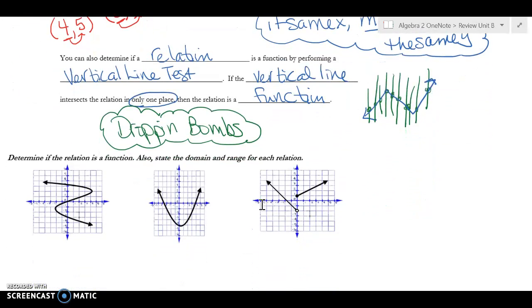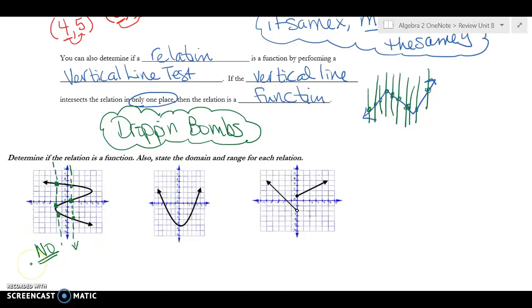All right, so let's look at this next one. The first one we have to do is determine if it's a relation. So I drop a bomb. There's one blow up, and there's some more. Now, since it blew up several times, that is kind of crooked, but here, if I was able to draw a straight line, you notice it's going to blow up 3 times. So this one is a no. This is not a function because my bomb blew up multiple times.